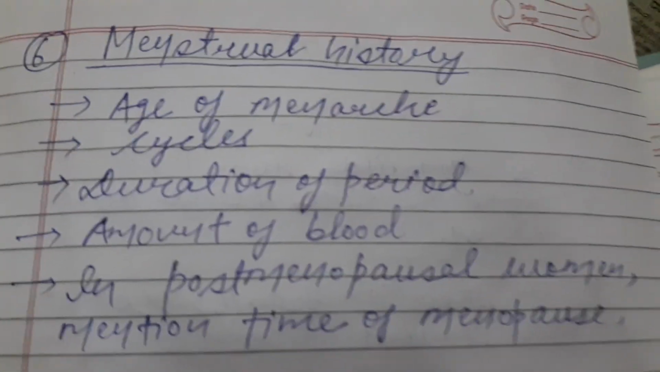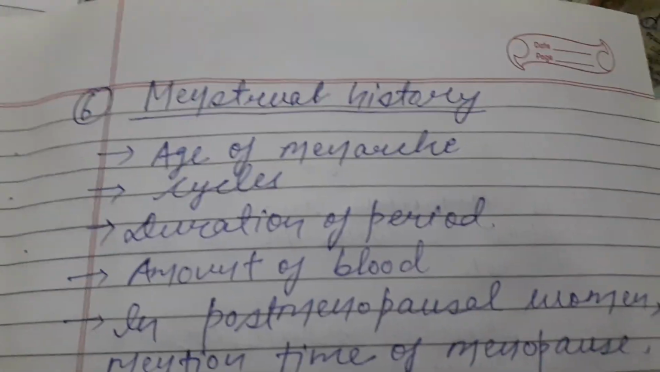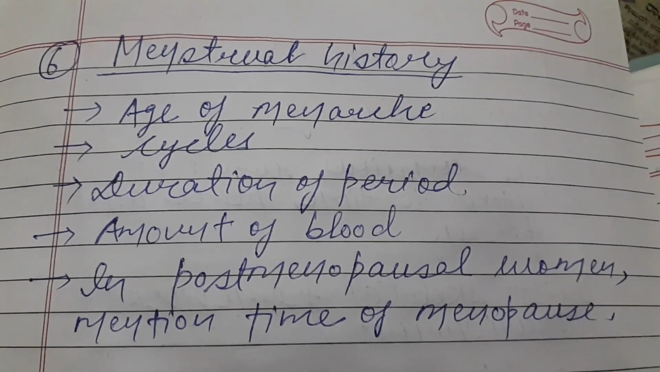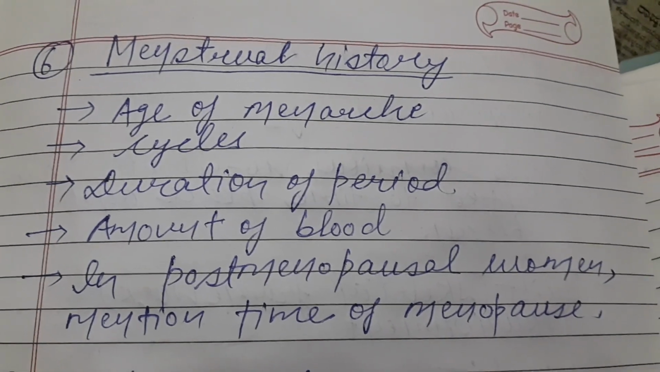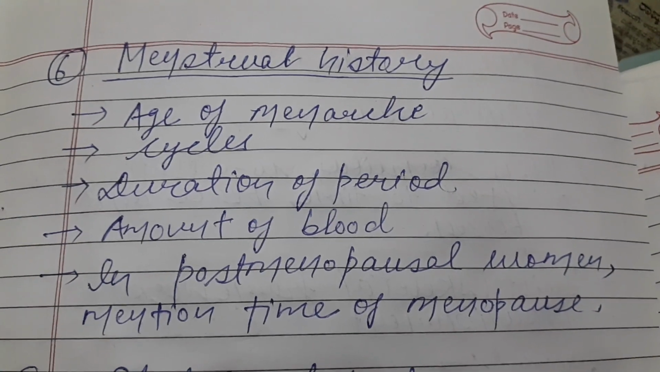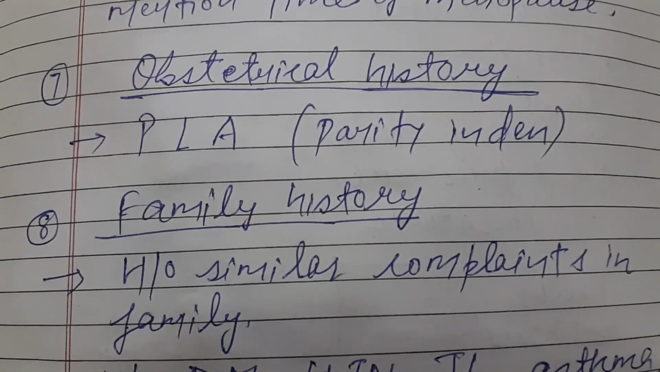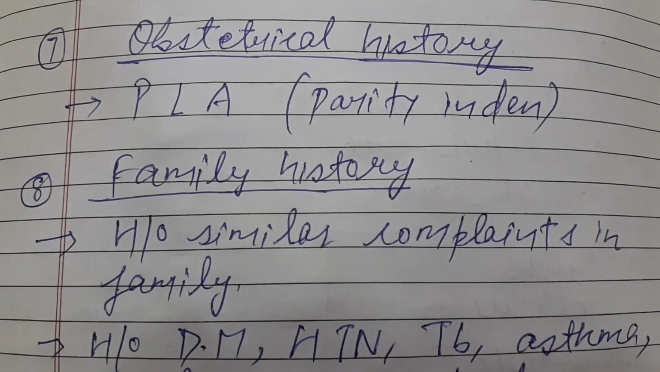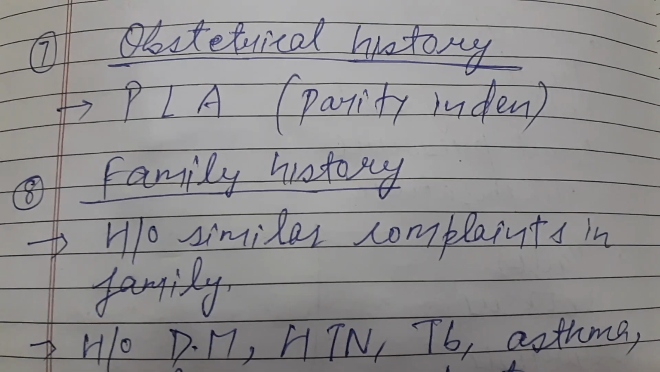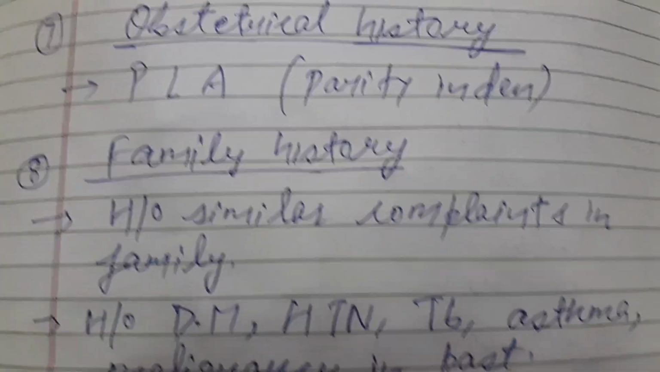After that, in case of a female, we write menstrual history: age of menarche, cycles, duration of period, amount of blood loss, and in postmenopausal women, mention the time of menopause. After that, obstetric history, in which we write about parity index, that is para, gravida, and abortion.